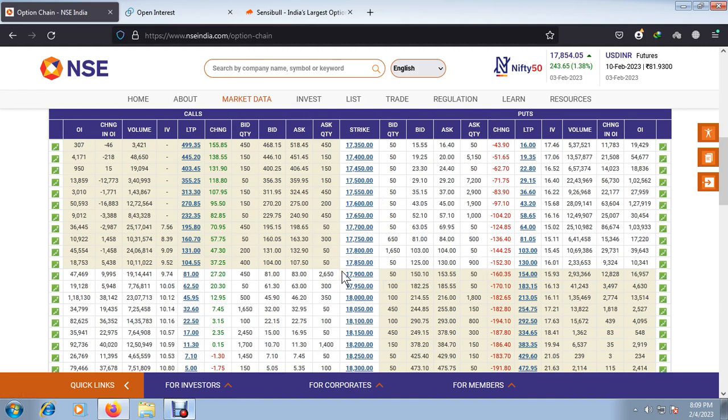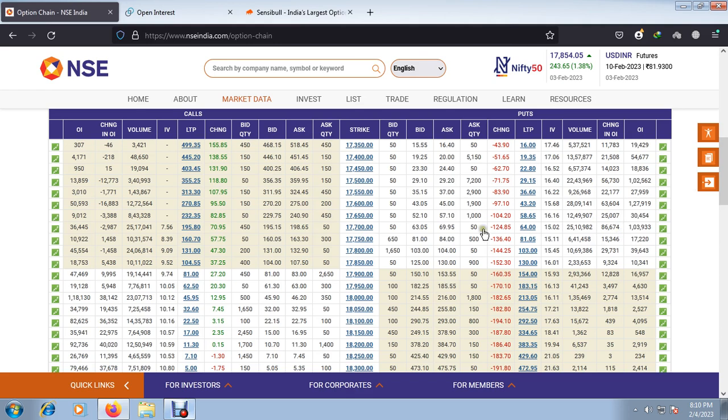But if you are doing intraday trading, you have to see the change in OI. In this column you have to see where the highest open interest is building. Here you can see 17,700, this 86,000, is the highest open interest building here.